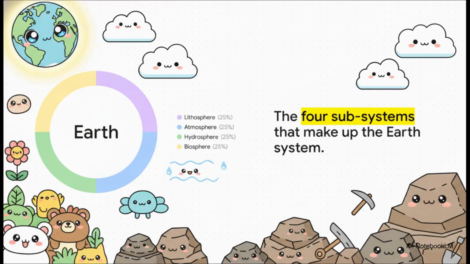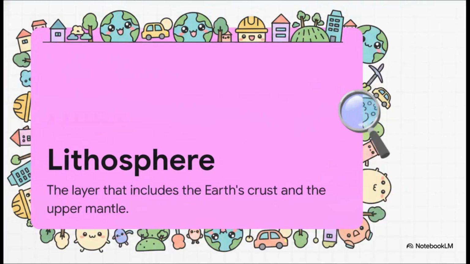Today, we're really going to focus heavily on that solid foundation. So, the crucial point here is this. The lithosphere is the layer that includes the Earth's crust and the upper mantle. Seriously, make a flashcard out of that exact definition right now. It's the solid, rocky shell of our planet. And why do we care so much? Because it's our home. Pretty much all human activities, from building massive cities to farming our food, happen right here on the lithosphere. We use its resources every single day.